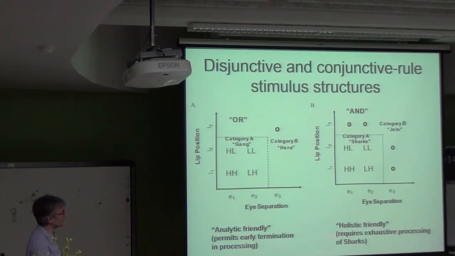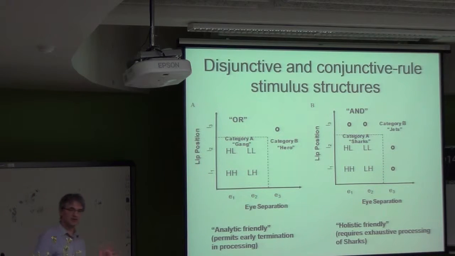So this is what we call holistic friendly. I just put quotation marks here because it's not really implying any holism. But you have to process all information in several cases. As a matter of fact, in order to categorize target Shark members, you always have to process all information, because each of the Shark members shares a feature with the Jets. Jets could be categorized based on one property, but these guys have to be consulted in both dimensions. Otherwise, you cannot make a good decision. And that's called the AND gate, because it refers to this target.